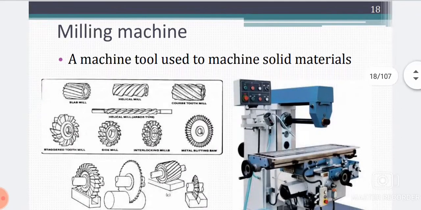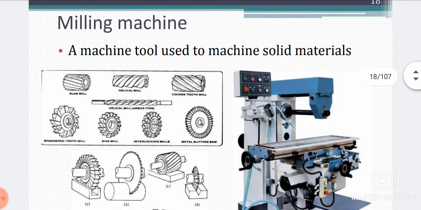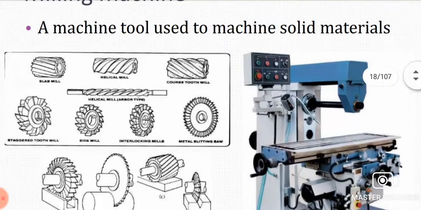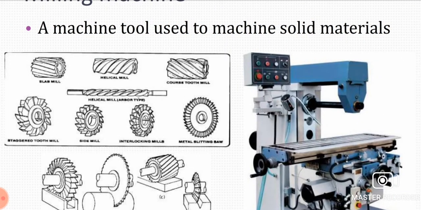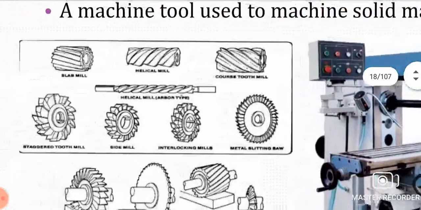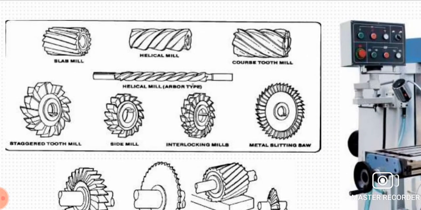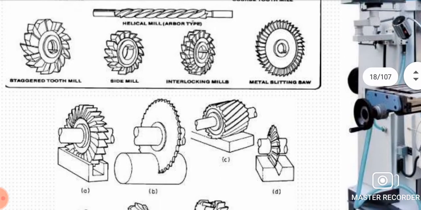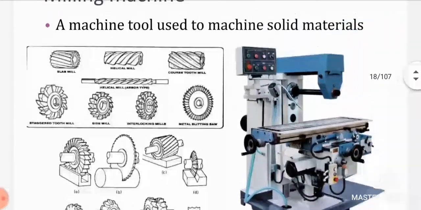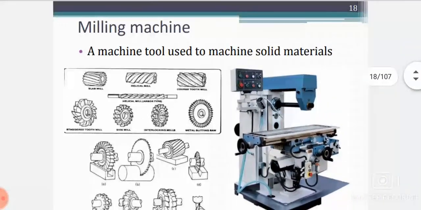Milling machine: a machine tool used to machine solid material. In the diagram, the first one is the slab mill. The second is the helical mill, then the helical mill arbor type, staggered tooth mill, side mill, interlocking mill, and metal cutting saw. In the diagram, we can visualize the milling machine.